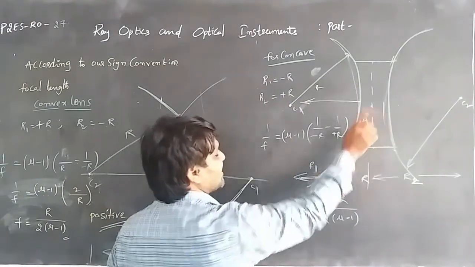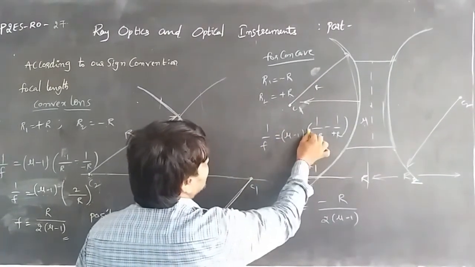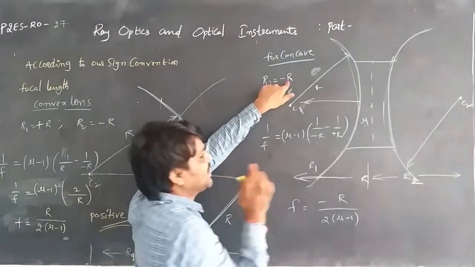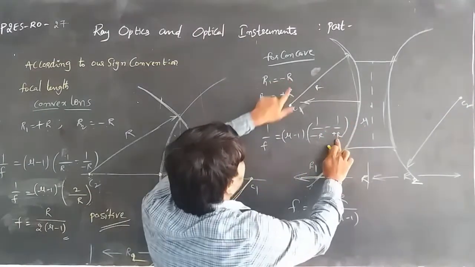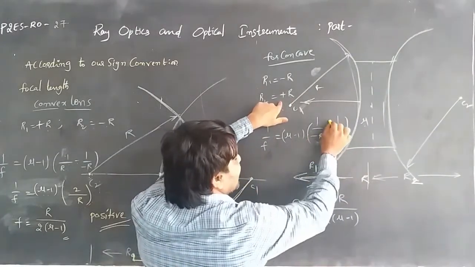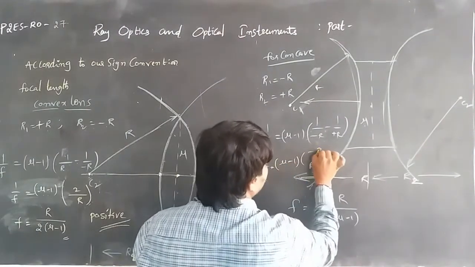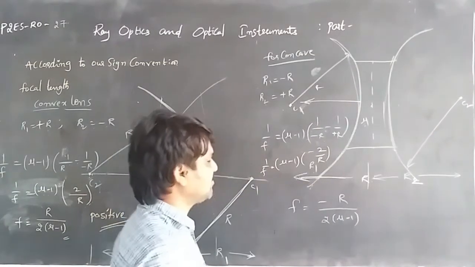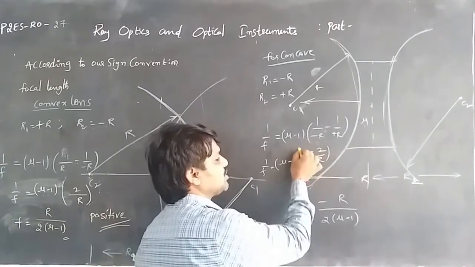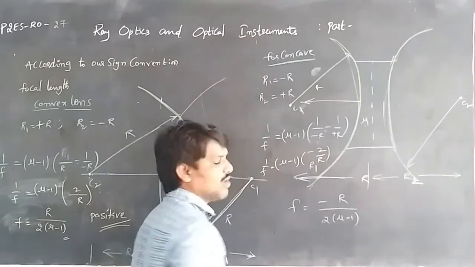Mu is the refractive index of the material. Then 1 by f is equal to mu minus 1 of 1 by R1, which is minus R because we are measuring in the opposite direction, minus 1 by R2, which is plus R because we are measuring in the direction of the incident ray. So we get minus 2 by R. From that, 1 by f is equal to mu minus 1 into minus 2 by R. Reversing it, the denominator becomes the numerator and the numerator becomes the denominator, so f is equal to minus R by 2 of mu minus 1.